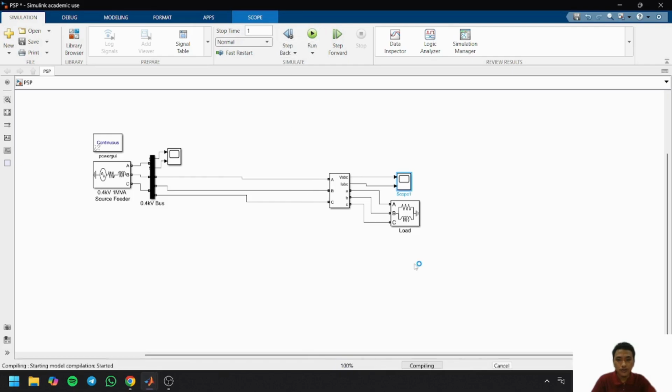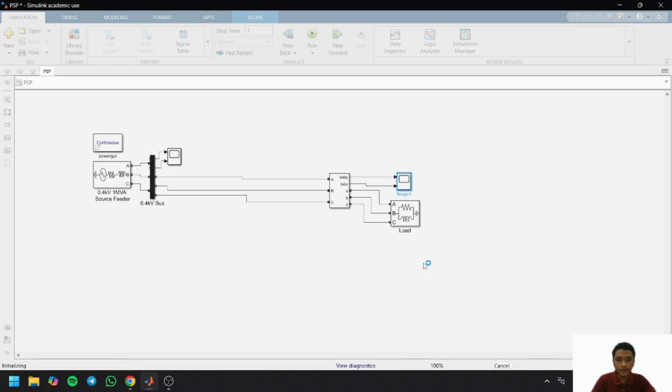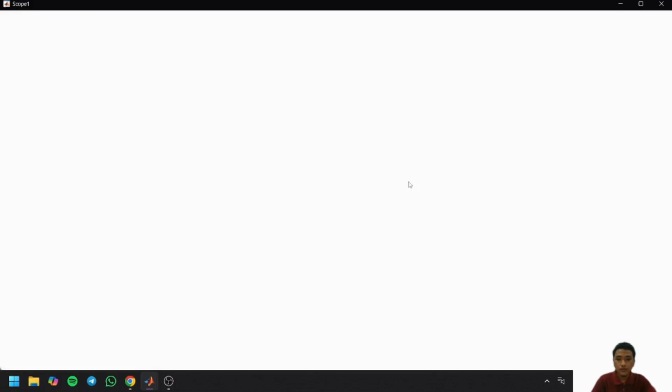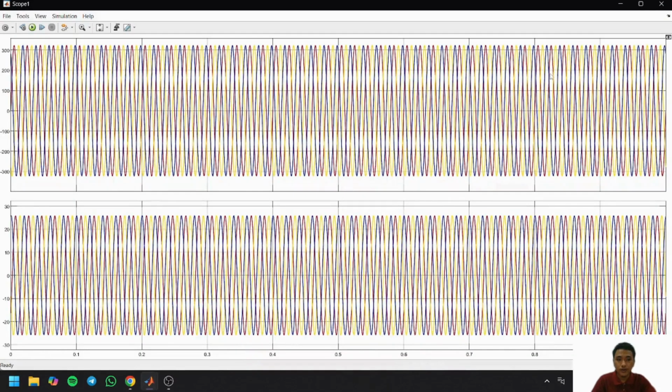If I run this system for 1 second, you can see here the plot of the voltage and also current. This plot shows the stable waveform, stable plot of the voltage and current without the fault.